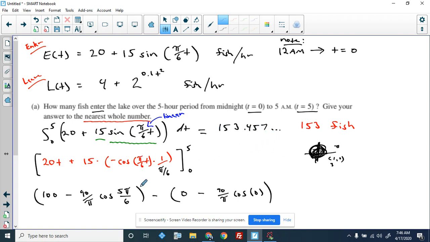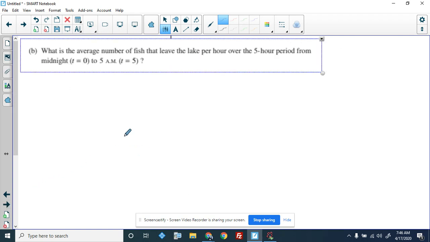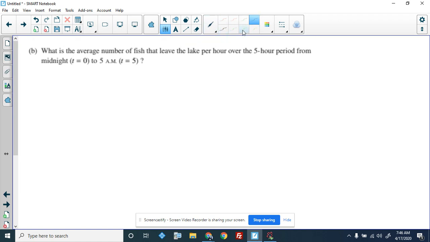So just a little review of doing a linear u sub there because you're going to have to do that. All right, so let's rock and roll. So let's go to the next question. All right, so the next question says, what is the average number of fish that leave the lake per hour? So the average number of fish that leave the lake per hour over the 5-hour period. So now we're talking about the leave function, and then they want the average that leave per hour, so they want the average rate, right?